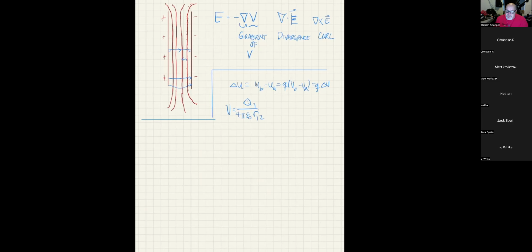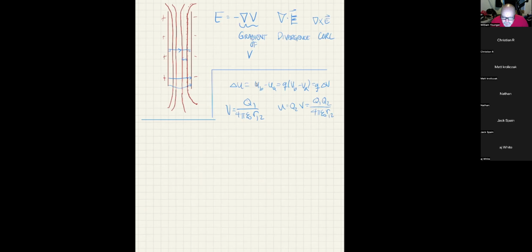In other words, if I bring a charge Q2 nearby, then I would call the distance between 1 and 2 R12. So that now the potential energy, when I bring that other charge in there, is in fact equal to Q2 times V. So I end up getting Q1 Q2 over 4 pi epsilon naught R12. So that's the potential energy of two charges collected.